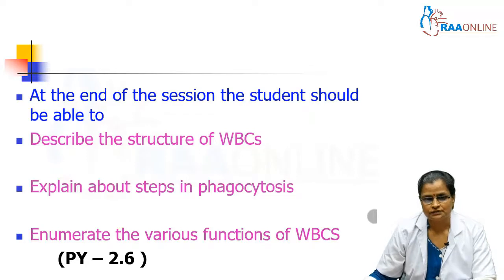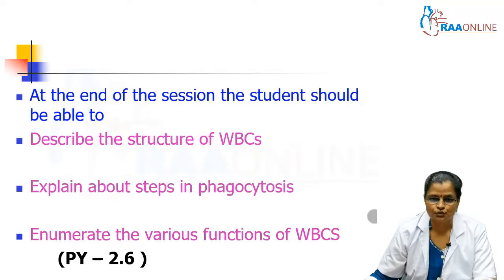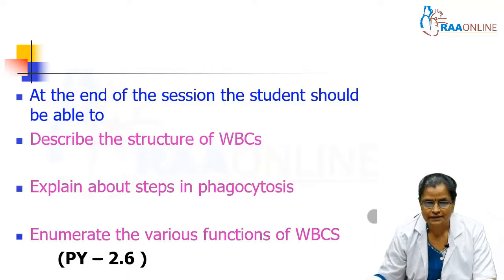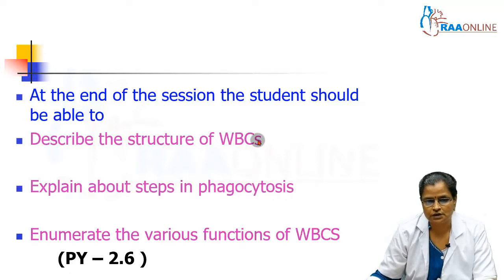What are the objectives of today's session? At the end of the session, the student should be able to describe the structure of WBCs, explain the steps in phagocytosis, and enumerate the various functions of WBCs. This topic comes under competency number 2.6.